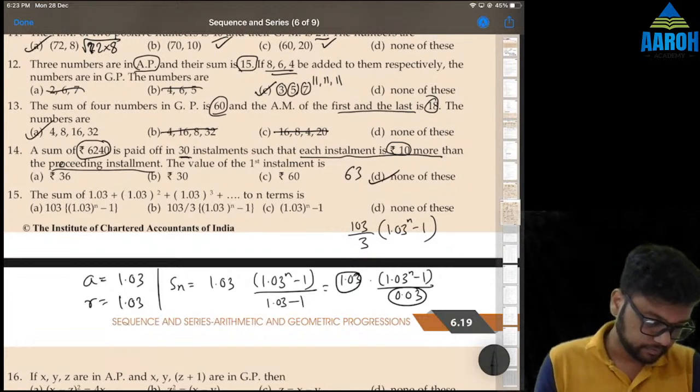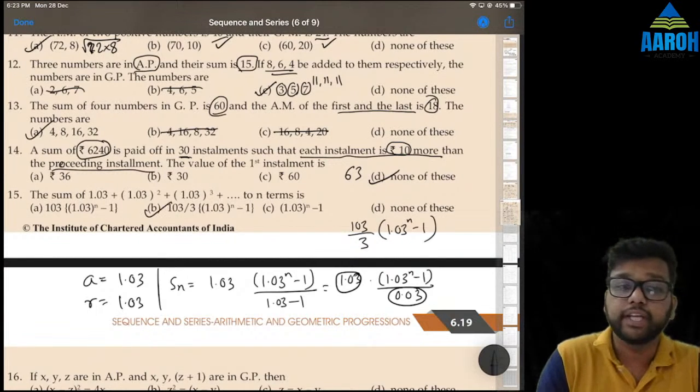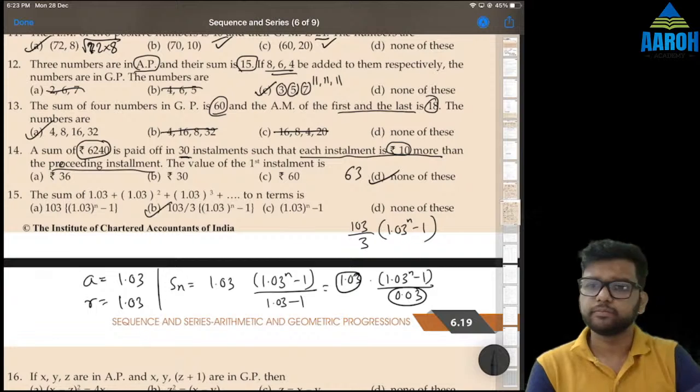Which option? Option B, check. Check if you are getting B.